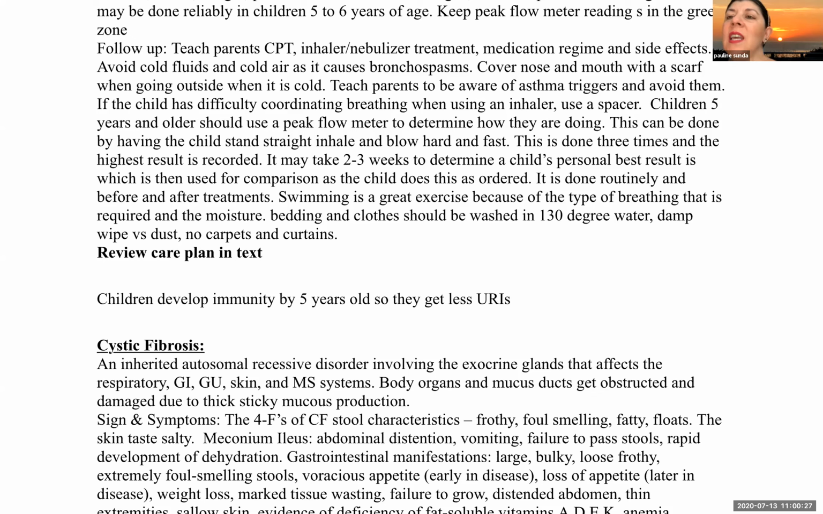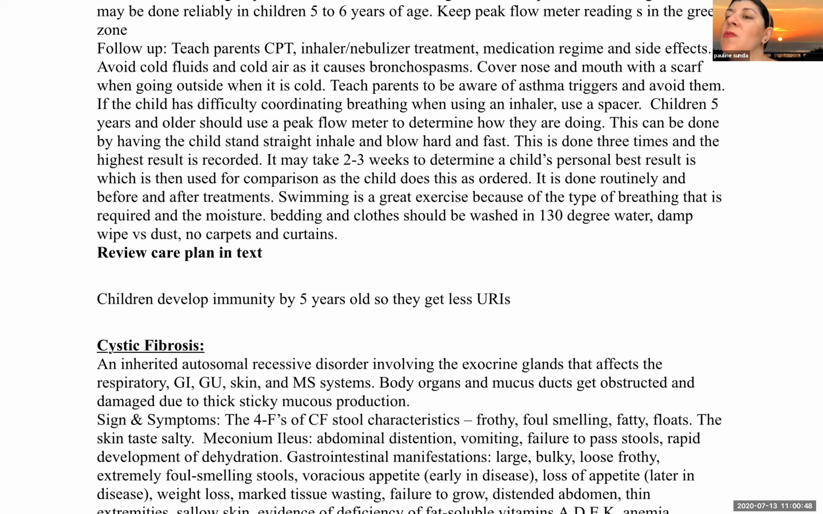It may actually take between 2 and 3 weeks to determine a child's personal best with the peak flow meter. And then once that is determined, they will use it for comparison. This will be one way to manage the child's therapy. It is done routinely before and after treatments as well.